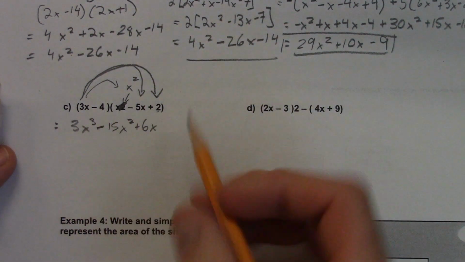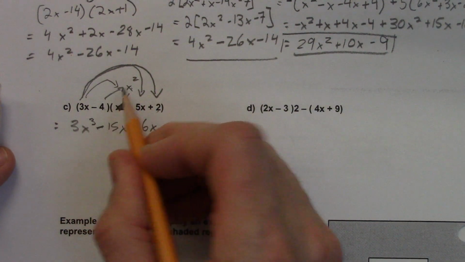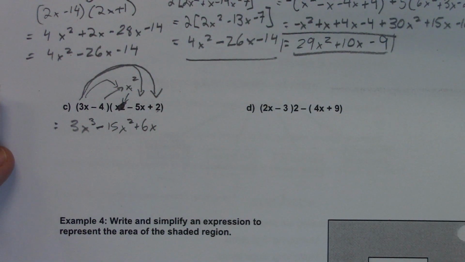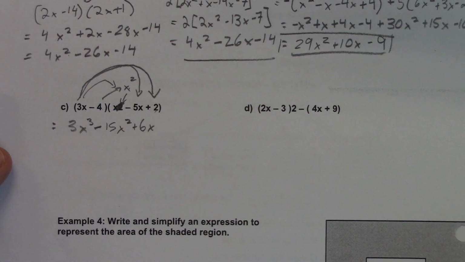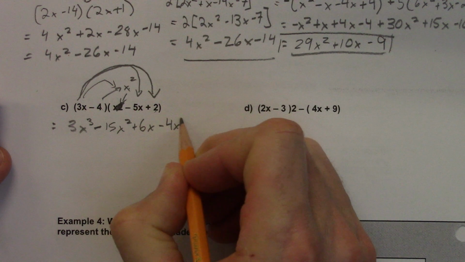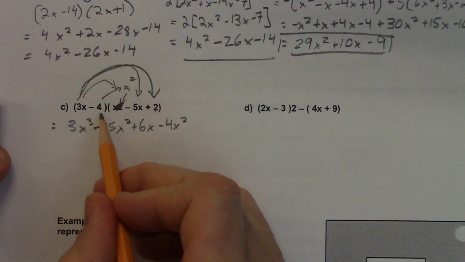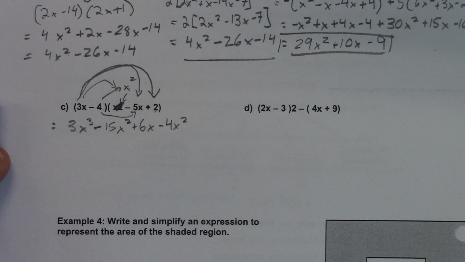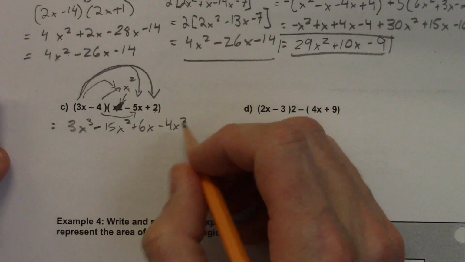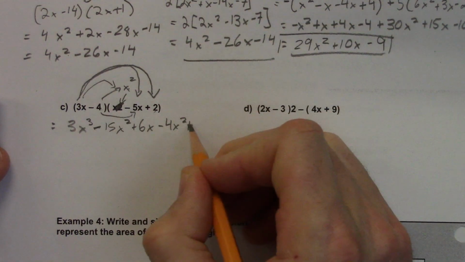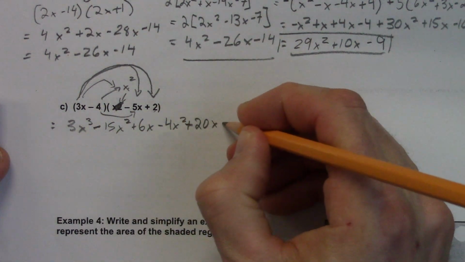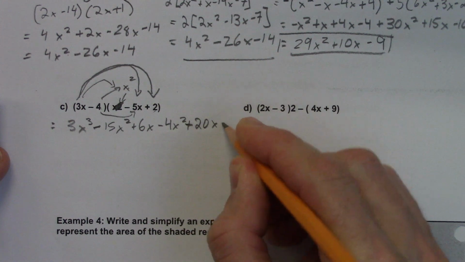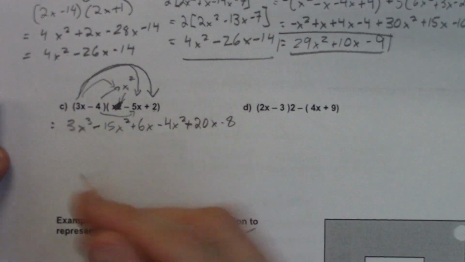Now let's start with the 4's. So you have negative 4 times x squared. Right? And then negative 5x equals, not negative. Negative times a negative is, okay, positive 20x, and then negative 4 times plus 2. Good. Okay, now we have to gather like terms.